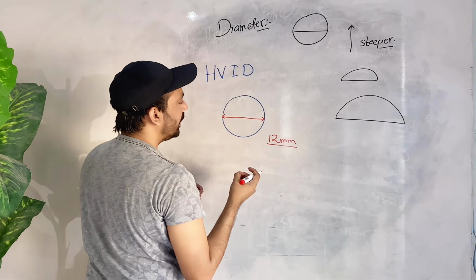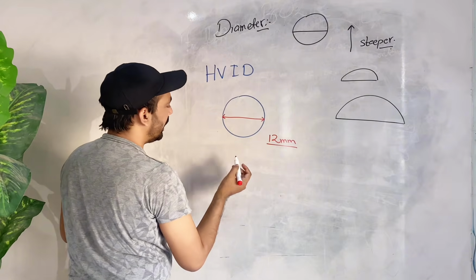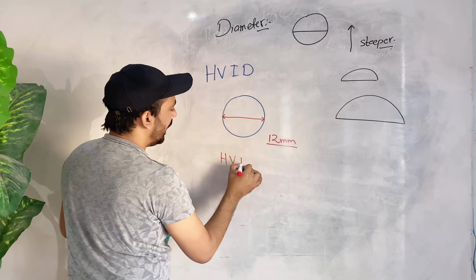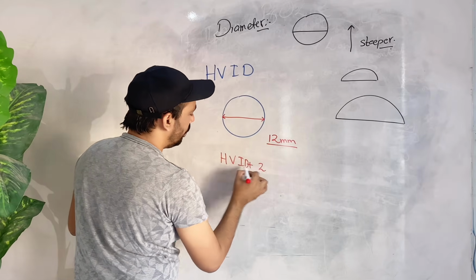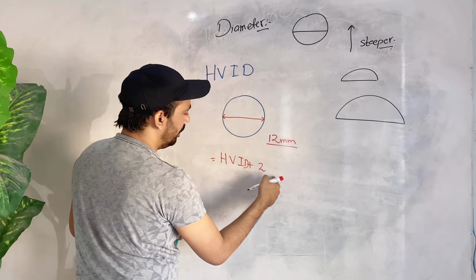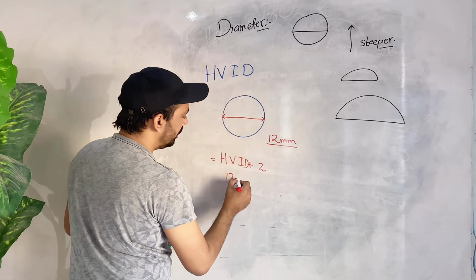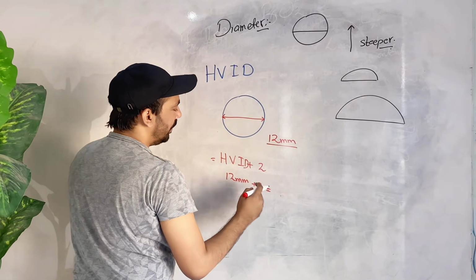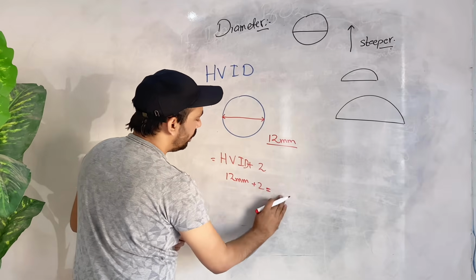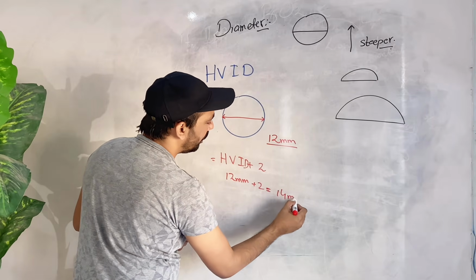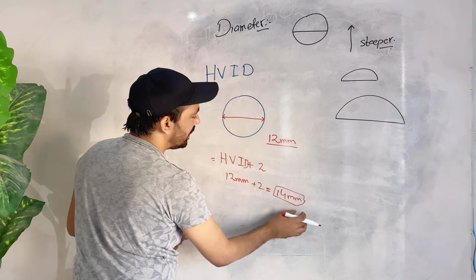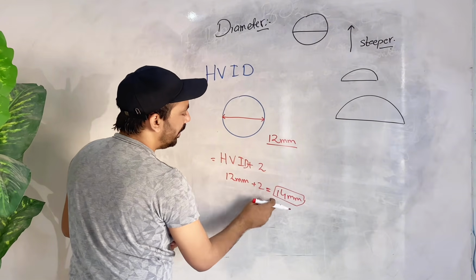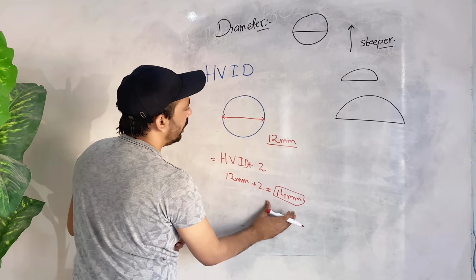And then how can we find the TD, the total diameter of the soft contact lens? We can find the total diameter with HVID plus 2, right? So we will add plus 2 millimeter to the HVID. So HVID is 12 millimeter and 2 is the value, right? Because we need a steeper contact lens, so we will add 2. So the total diameter will be 14 millimeter, right? So we're increasing the diameter, that's why we are adding the value of 2. So HVID plus 2 will be the total diameter of the soft contact lenses, right?